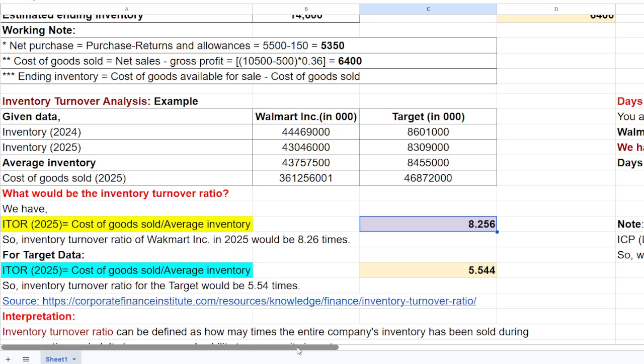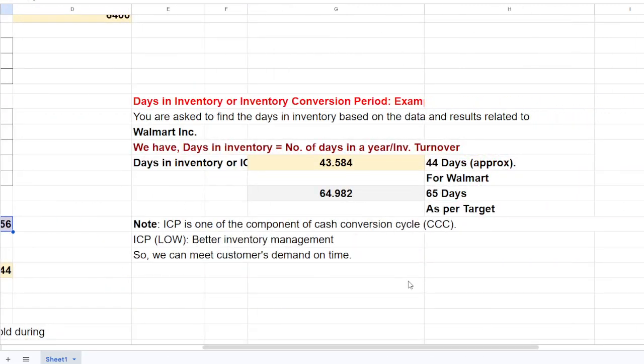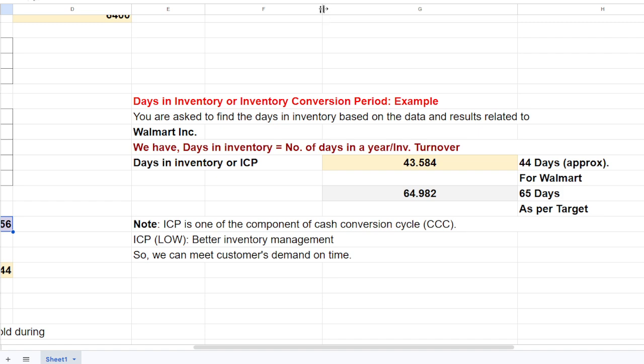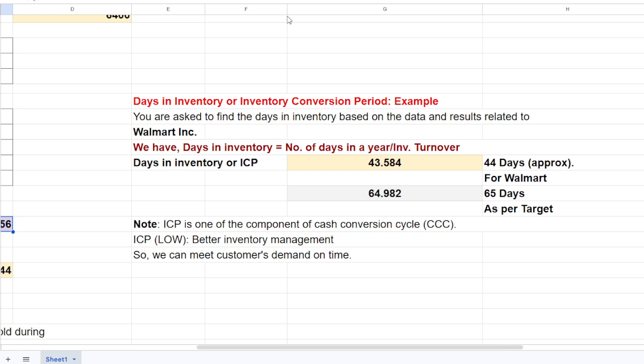Now, lastly, let's discuss days in inventory, or inventory conversion period. The market is so competitive, friends, that we have to supply the goods ordered by the consumer before the competitors. So our target is how fast we convert the raw materials into finished goods. That term is known simply as days in inventory. We can find it as the number of days in a year divided by the inventory turnover ratio, friends. You can find it for both companies.